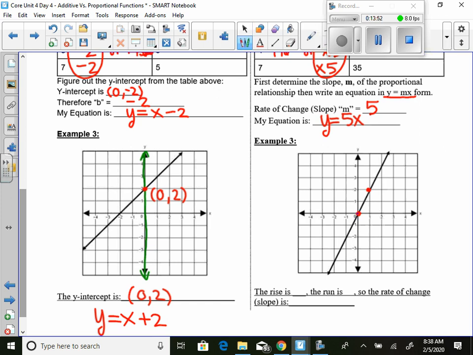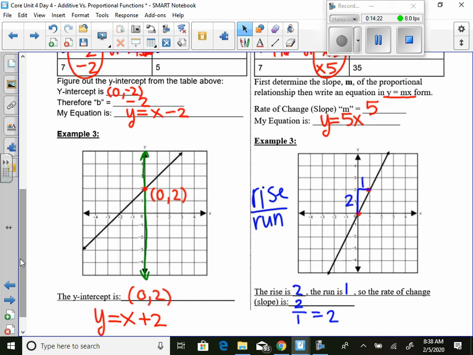From one point to the next, I had to go up and over. So my rise over run. My rise for this, I went up 1, 2, and my run, I just went over 1. So my slope is going to be 2 over 1, or it could be simplified to just 2.